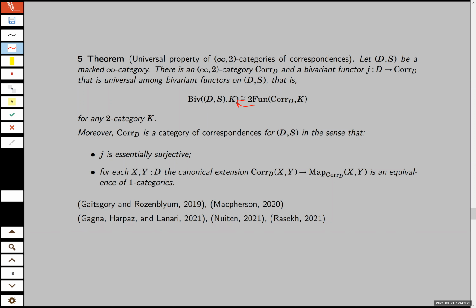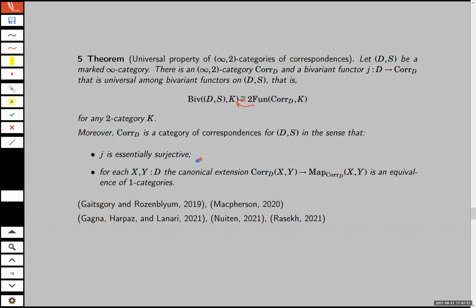In other words, this infinity two category core D contains all of the maps that you can define in the image of any bivariant functor valued in any category. It contains all of the motivic maps between those objects. And what's more, this isn't a completely arbitrary infinity two category. It's an infinity two category which deserves to be called the category of correspondences. And in particular, its objects are just the objects of D.